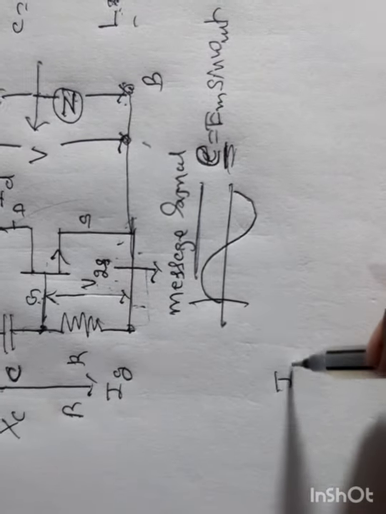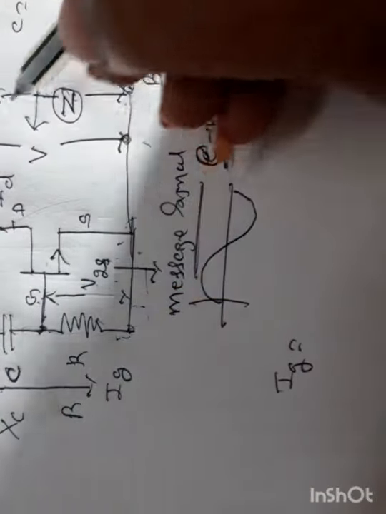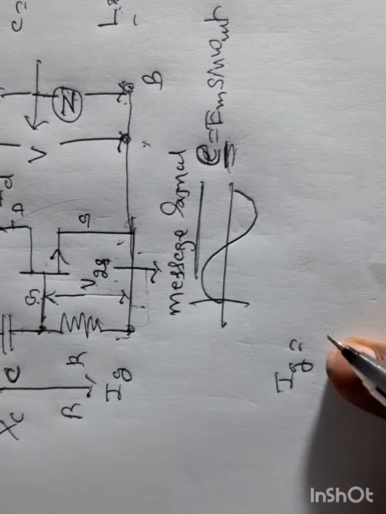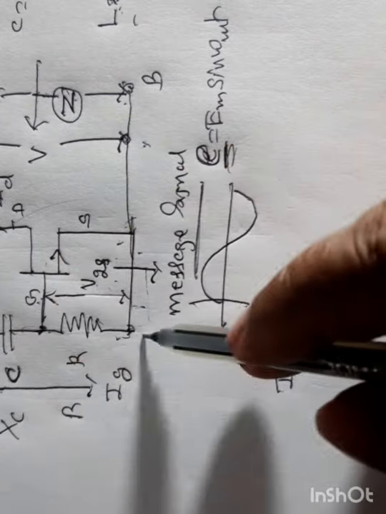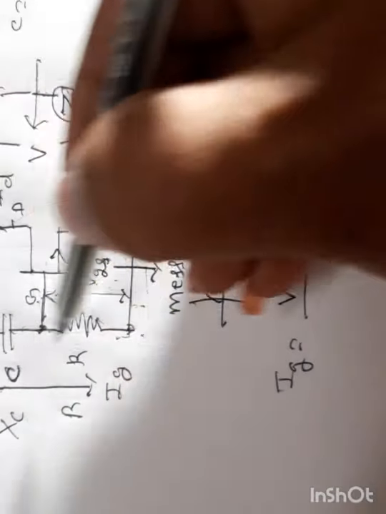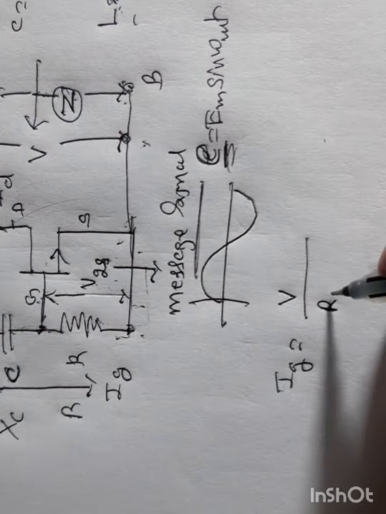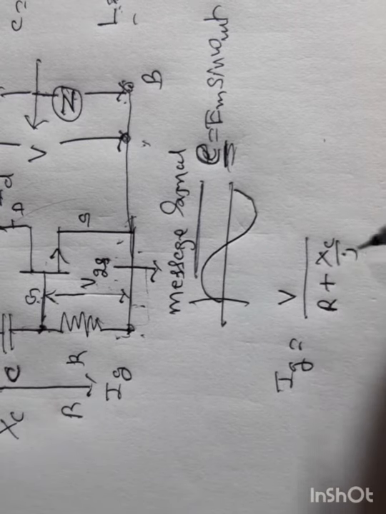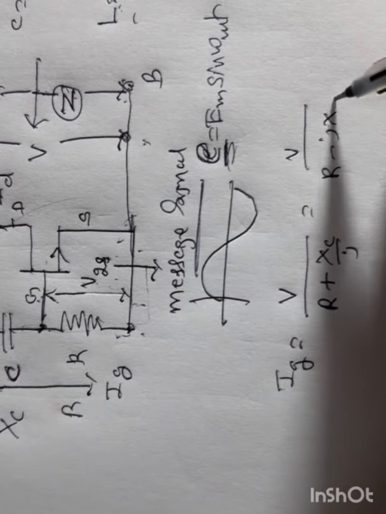Therefore, the gate current IG is equal to, what is the net resistance? Applied voltage divided by net resistance. Voltage by resistance is current. Therefore, the gate current flowing through this is the voltage between these two points, our applied voltage V, divided by the total resistance. Since these two are in series, I will write this as R plus Xc by j, or we can write this as V divided by R minus jXc.